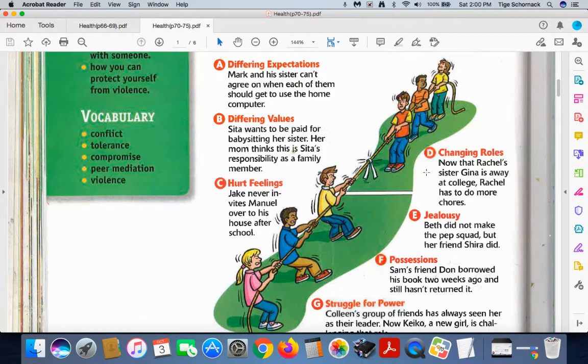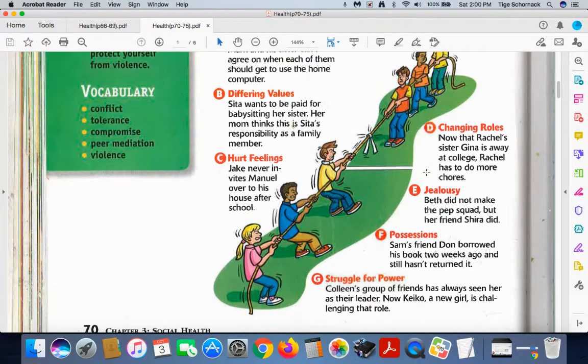B, differing values. Sita wants to be paid for babysitting her sister. Her mom thinks this is Sita's responsibility as a family member. Hurt feelings. Jack never invites Manuel over to his house after school. Changing roles. Now that Raphael's sister Gina is away at college, Raphael has to do more chores. So how can we resolve that conflict?